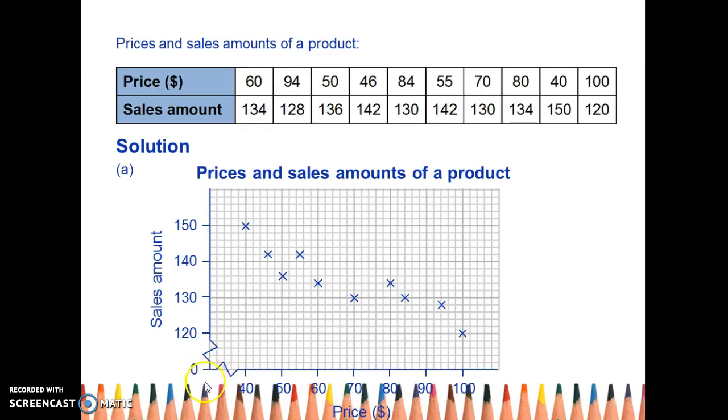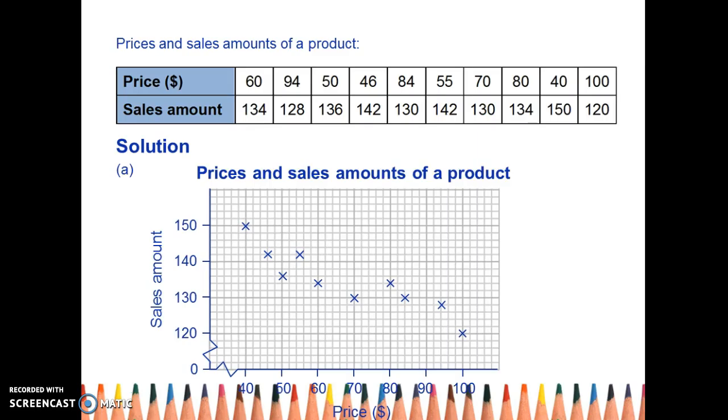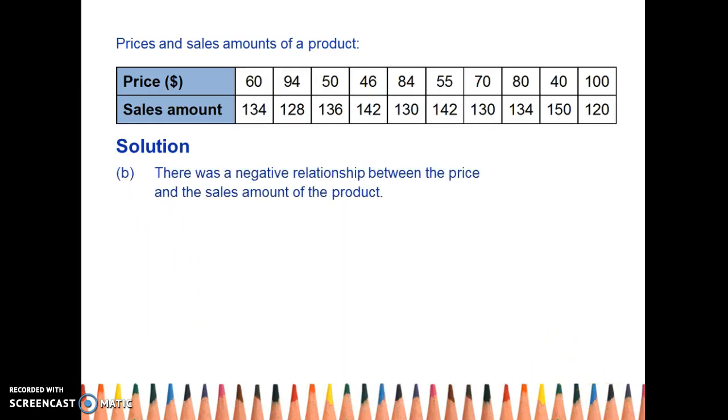And you use the symbol to represent that you will omit some of the values, because it is supposed to be proportional. If you don't draw this symbol, it will be incorrect. After that, you plot the ordered pairs onto the graph paper and you form this scatter diagram. Now we can say that from this scatter diagram, when price increases, sales amount decreases. So we can say it is a negative relationship.